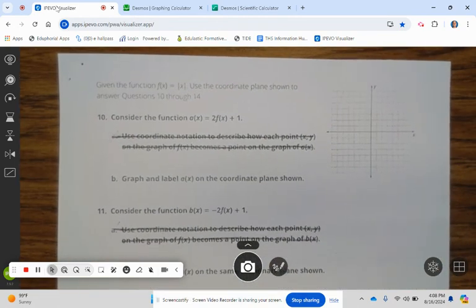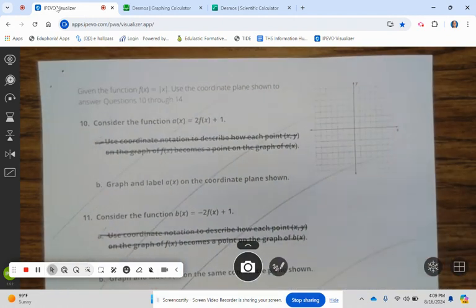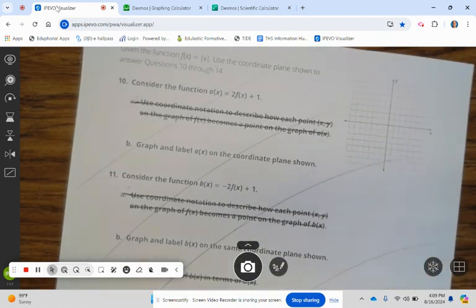Let's take a look at this page. Given the function f of x equals absolute value of x, use the coordinate plane to show the answers to questions 10 through 14. And you know what? Let's just go ahead and call it, and we'll call that page.